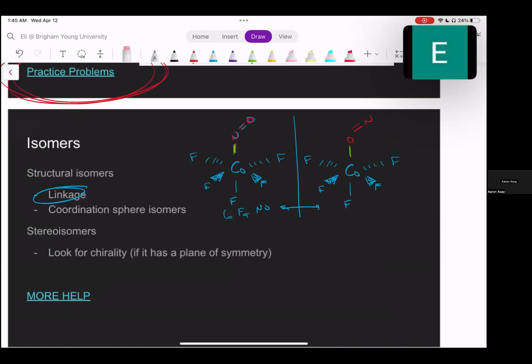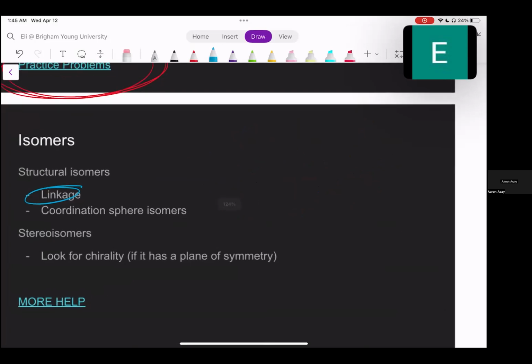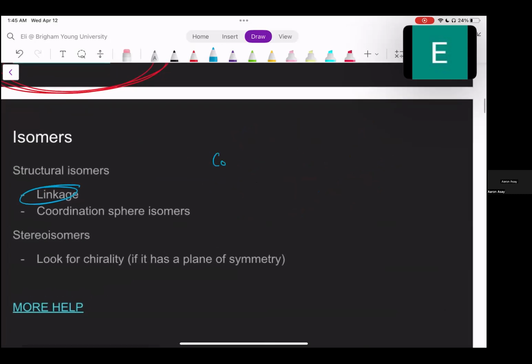Coordination sphere isomers, they're similar, but they're a little different. And there was a really good problem on your SmartWorks, if you guys remember, about this. So I think the example, again, we're going to use cobalt, F6, and they had it by two H2Os.